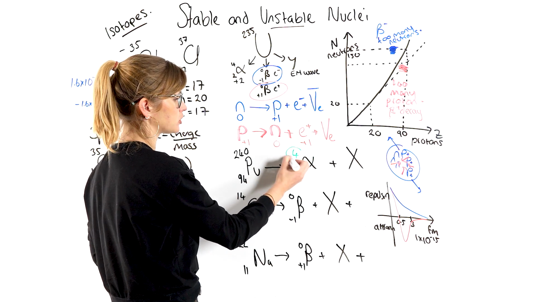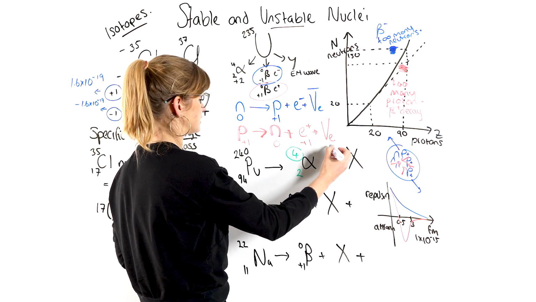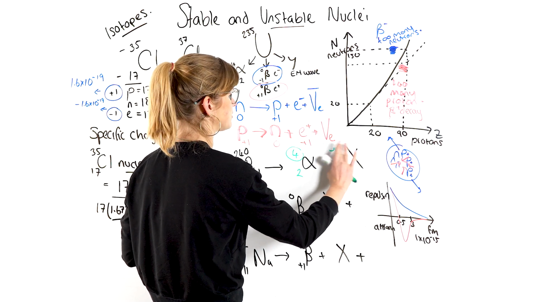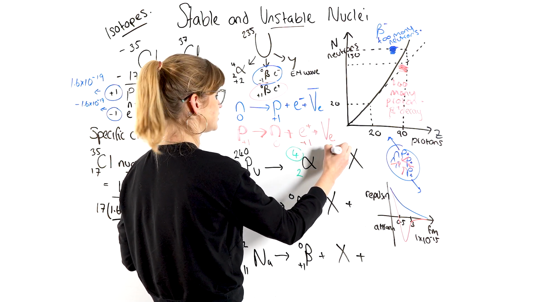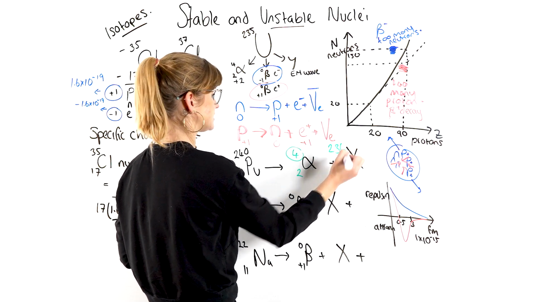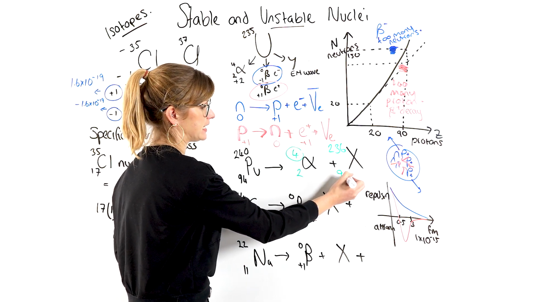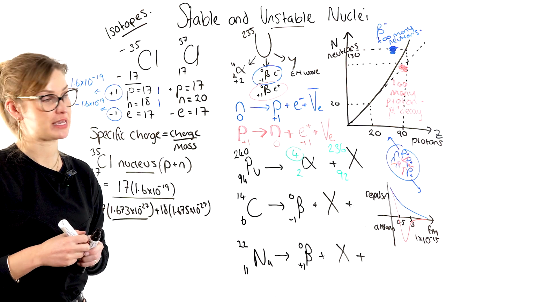We know the top number is going to drop by 4. So that's why this one's going to end up being 236. My mental math is shocking. The bottom number has decreased by 2. That's going to be 92. So you can see what those numbers are going to be.